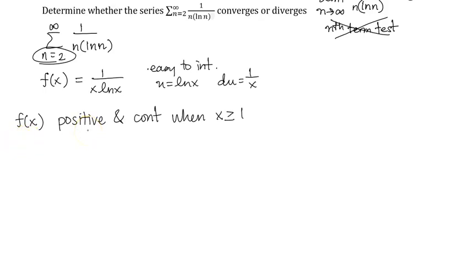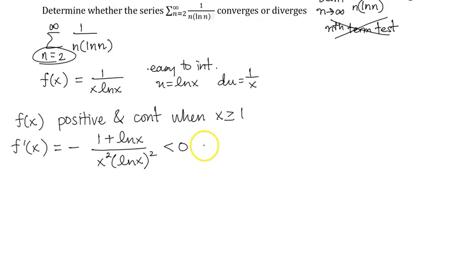We need to show that the function is decreasing. To do that, you need to find the derivative of this function. I'm not going to go through that, but you should be able to show me that f prime of x is negative 1 plus natural log x over x squared times natural log x squared, and that is always less than 0. So the function is in fact decreasing. Now that we have shown all of that, now we can apply the integral test.